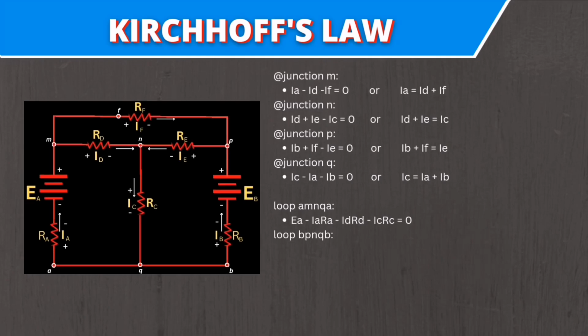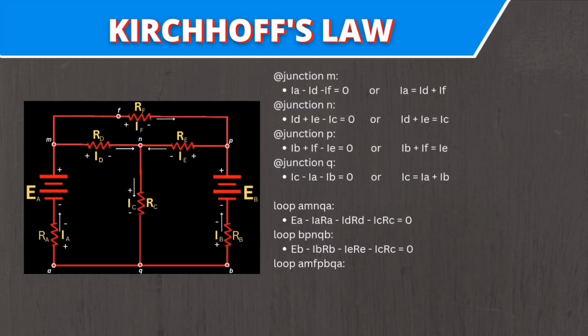For loop BPNQB, E sub b minus I sub b times R sub b minus I sub e times R sub e minus I sub c times R sub c equal to 0. Also for the loop BPNQB, E sub b is positive while the voltage drops across the resistor of the loop is negative. To easily write the equation, guys, we just have to take note of the polarity of the voltage and voltage drops we assumed in the circuit.